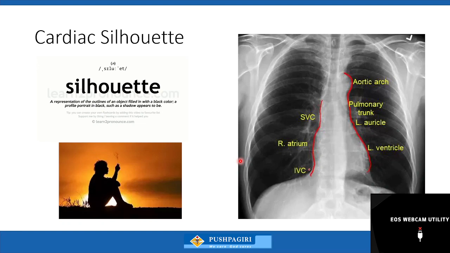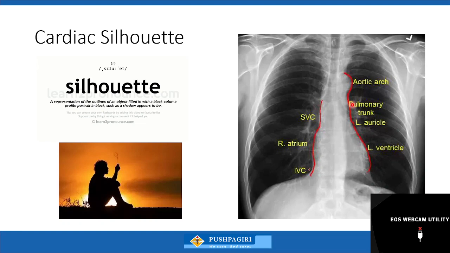And now, what is the cardiac silhouette? The word silhouette means a representation of the outlines of an object filled in with black color, a profile portrayed in black, such as a shadow appears to be. So this is a silhouette. That is why, to identify the borders of the heart, it's called a cardiac silhouette.